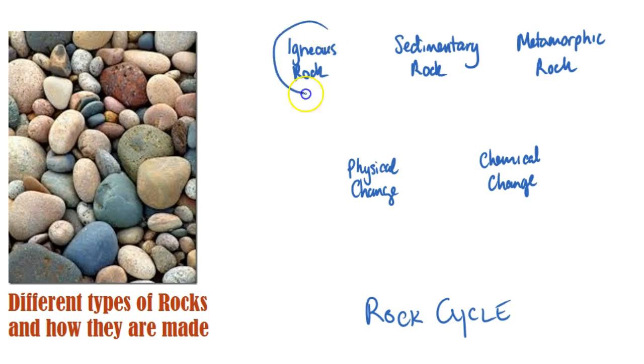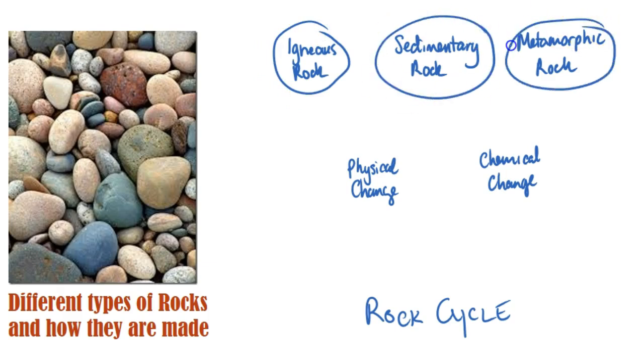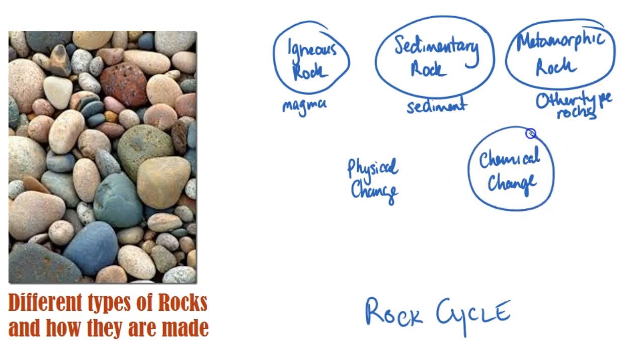Now, the very first thing to understand is there's three basic types of rocks that we recognize: igneous rock, sedimentary rock, and metamorphic rock. And their name is dependent on what they were made from. This igneous rock here is made from the magma and lava that's deep within the earth, the molten rock from deep beneath the earth. Sedimentary rock is made from sediments of broken down rock. And metamorphic rock is made from other types of rock that have been changed through chemical reactions.